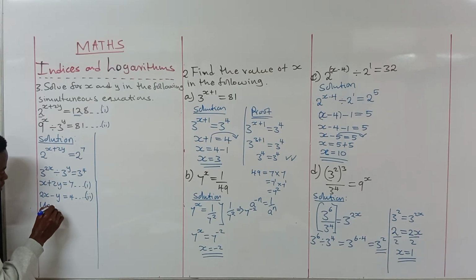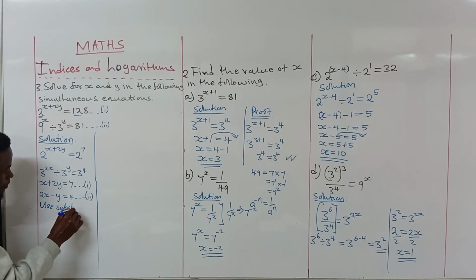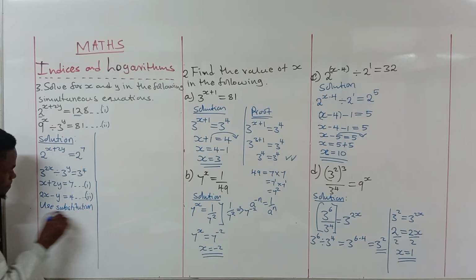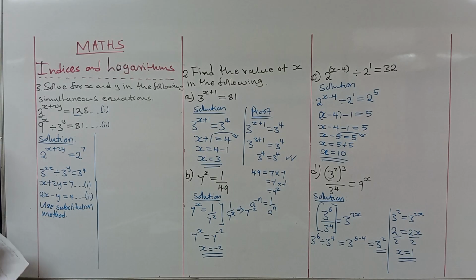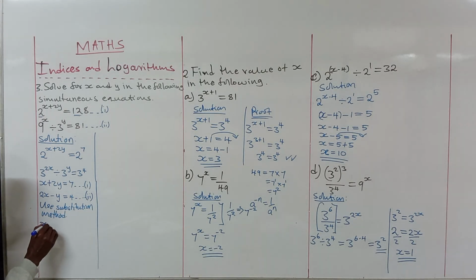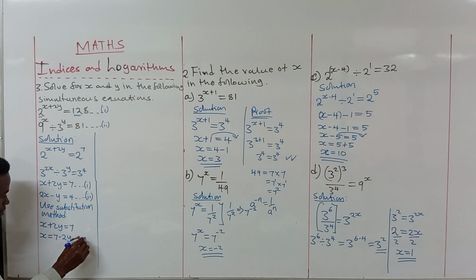So here we can use the substitution method, whereby we are going to substitute. We start with equation 1. We are going to have one of the letters being replaced in the other equation. Starting with equation 1, we have x plus 2y is equals to 7. So this means x is going to be 7 minus 2y, which becomes our third equation.